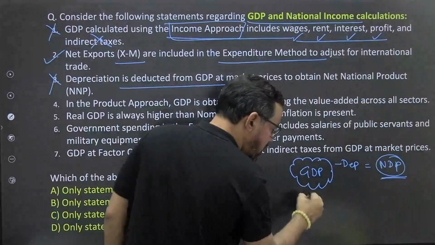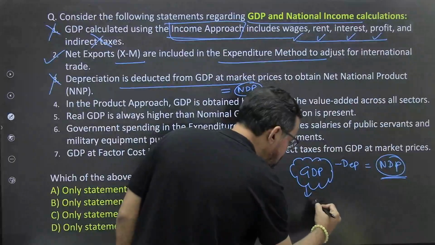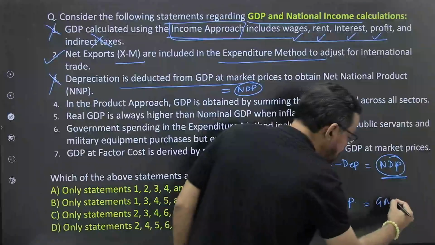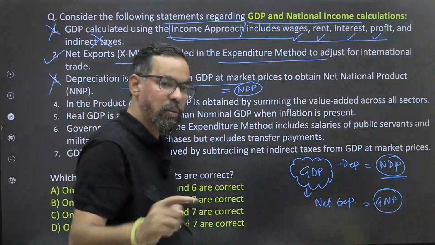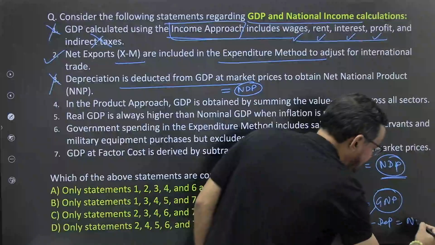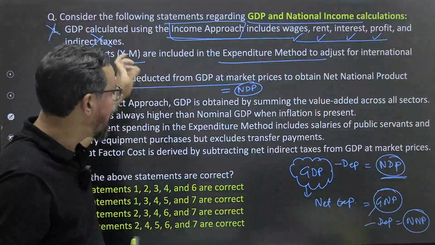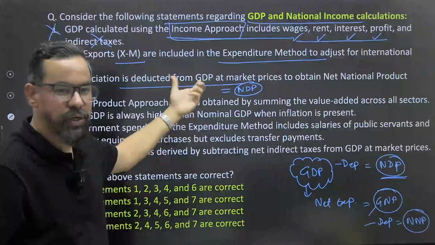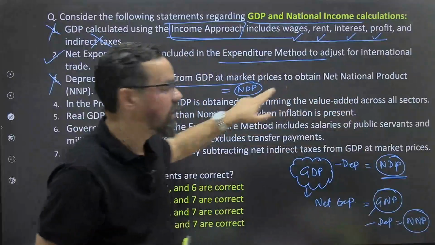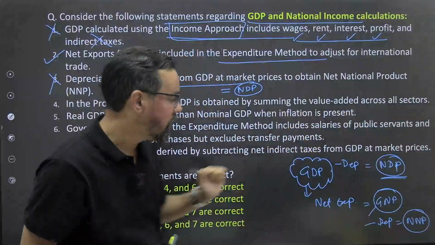The other one is when you adjust X minus M, let's say you are using the expenditure method. If you are adjusting net export X minus M, it is generally known as GNP, gross national product. If you subtract depreciation from GNP, it is called NNP. So this statement is incomplete. They have clearly mentioned GDP, so it is wrong, right? It is GNP minus depreciation which is called NNP, net national product, not GDP minus depreciation is NNP.